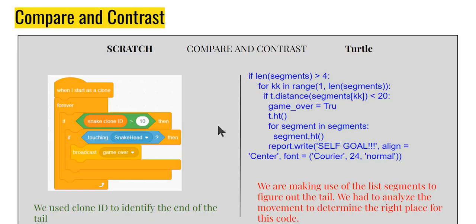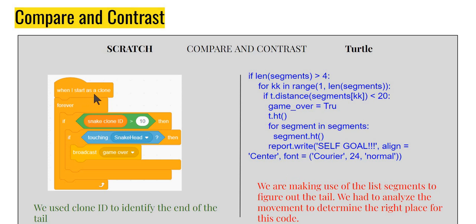Before I wrap this up, it's interesting to do a brief compare and contrast with what we did in the Scratch Snake game. Remember, there clone ID became our indication. Clone ID more than 10 or say more than 5 is where we started touching snake condition, and we broadcast the game over. So it's kind of similar here. We are indexing into the list, but we had to do a lot more work to analyze where to put this code.